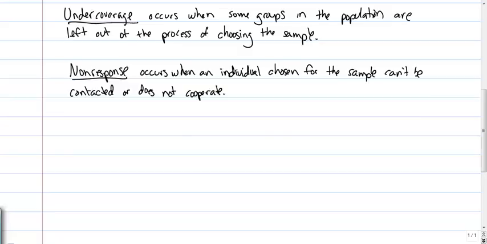Take a moment and read example 5.6 in your book. They talk about how undercoverage relates to the U.S. Census.